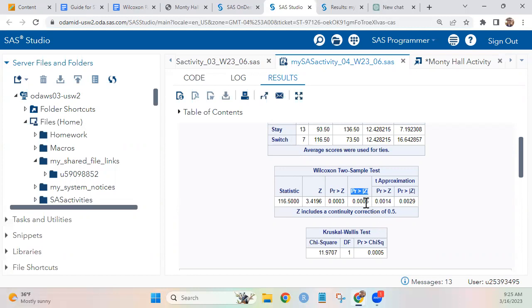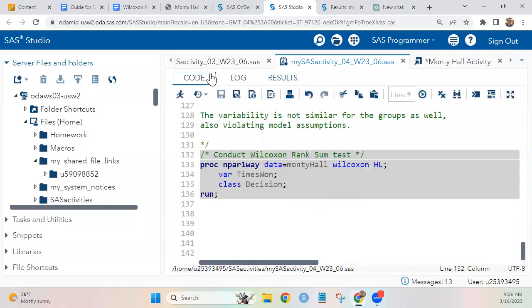And then there's 2 different versions of the test they give. They give it with, they call it a Z. There's essentially slight differences in how you can formulate the test statistic. I think in general, in my opinion, it's best to use this t approximation one. So we're doing a two-tailed test and we're going to look at the t approximation p-value. So this is our p-value for testing the median difference.